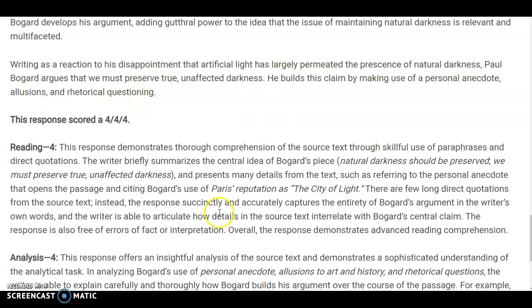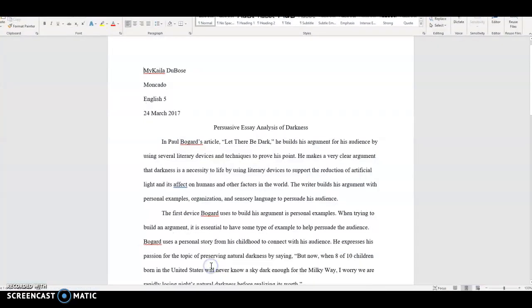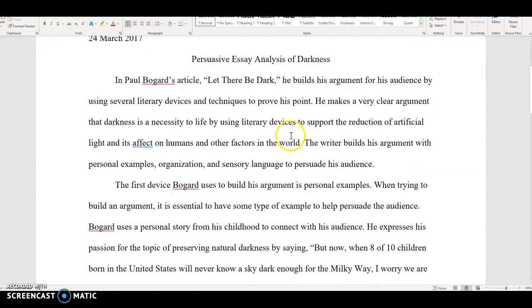All right, so let me go over here really quick. Let's check out a past student's paper. See if I can find it. How about this one? All right, persuasive analysis, essay analysis of darkness. Okay, so in Paul Bogard's Let There Be Dark, he builds his argument for his audience by using several literary devices and techniques to prove his point. He makes a very clear argument that darkness is a necessity to life and so on and so forth. The writer builds his argument with personal examples, organization, and sensory language.